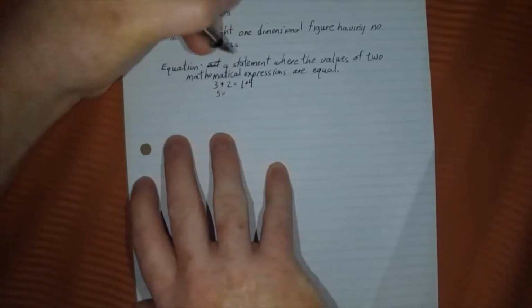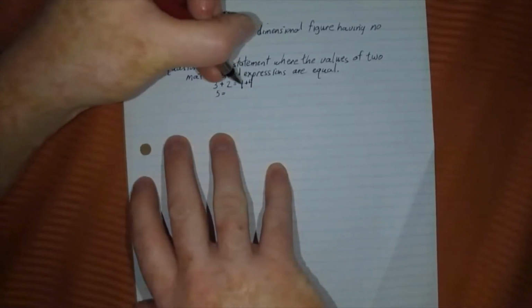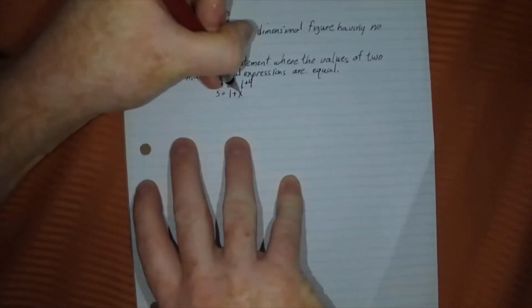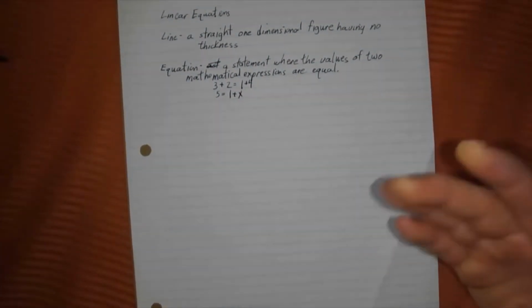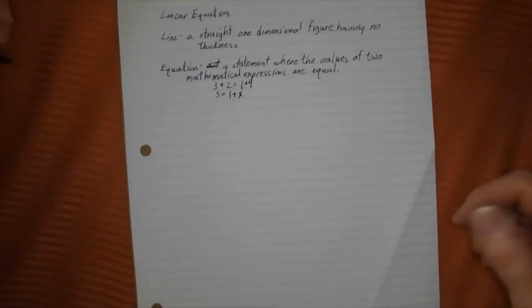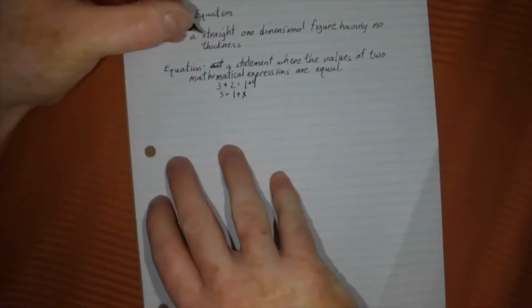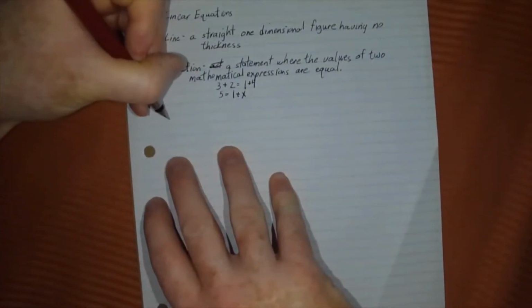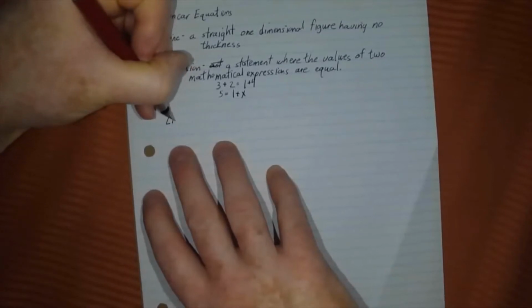5 equals 1 plus x, where we don't know one of them. A single variable expression that you can easily solve. That would be an example. All right, let's look at the definition of a linear equation.